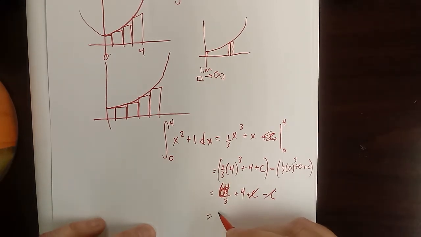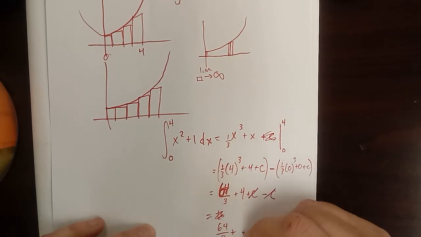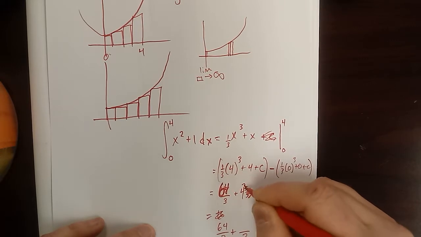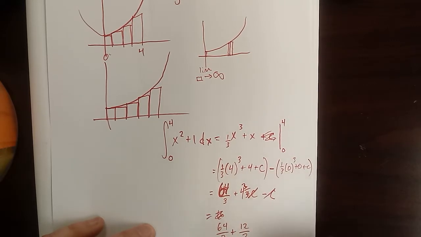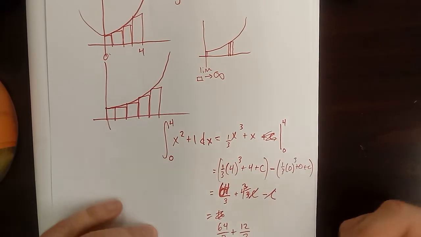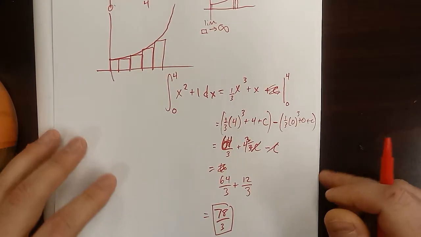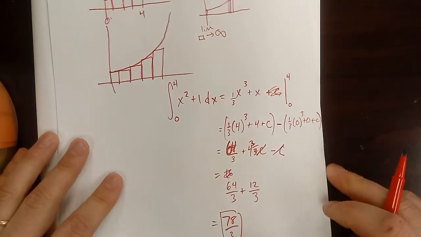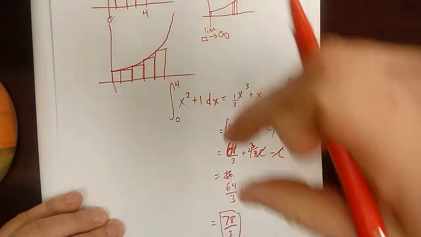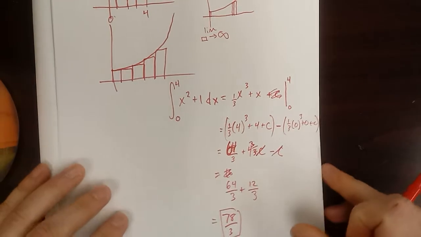So if I really want, I could turn 4 into thirds by saying times 3 over 3, right, and get 12 thirds, and say 78 thirds. And if I remember correctly, that was the exact area that we got in the Riemann sums video. But this right here is a way for us to get the exact area underneath a curve.